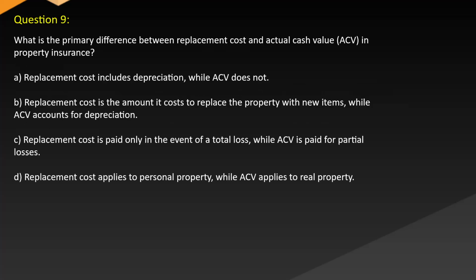Question 9. What is the primary difference between replacement cost and actual cash value (ACV) in property insurance? A. Replacement cost includes depreciation, while ACV does not. B. Replacement cost is the amount it costs to replace the property with new items, while ACV accounts for depreciation. C. Replacement cost is paid only in the event of a total loss, while ACV is paid for partial losses. D. Replacement cost applies to personal property, while ACV applies to real property.